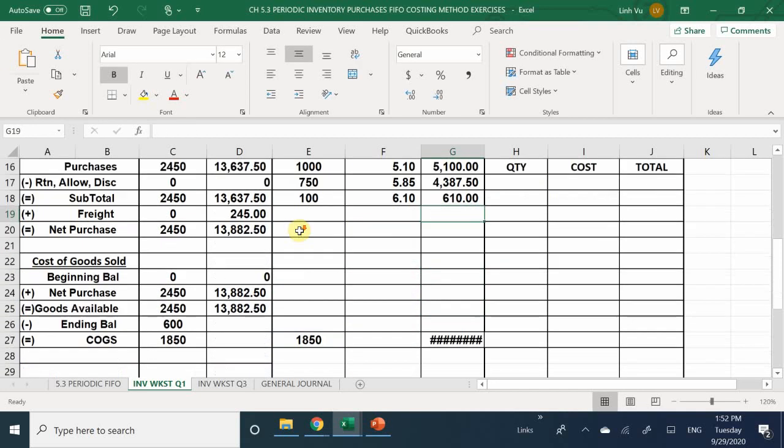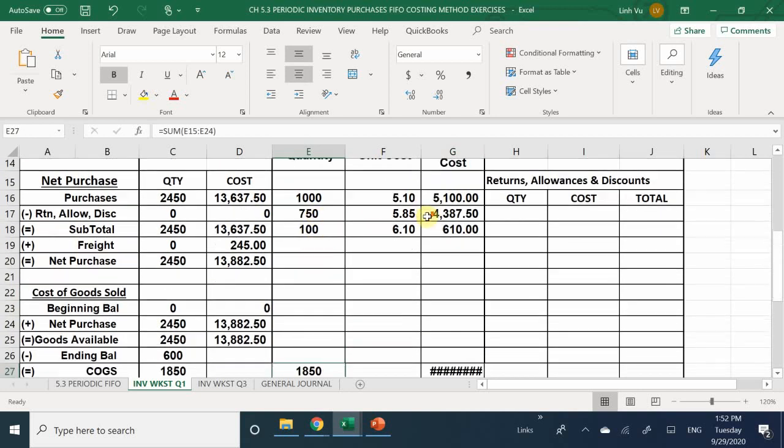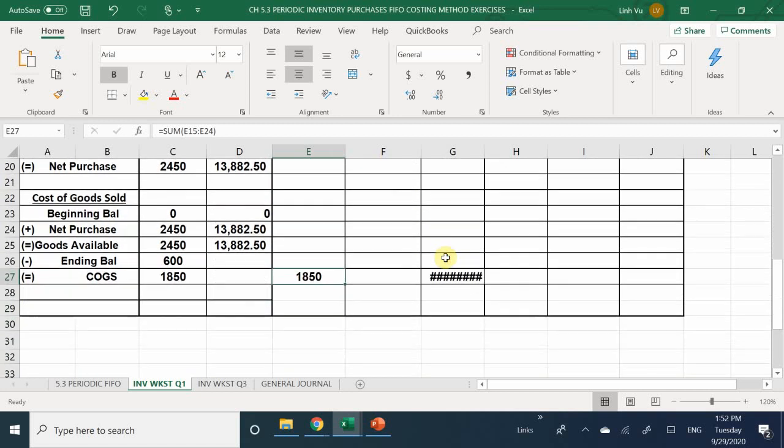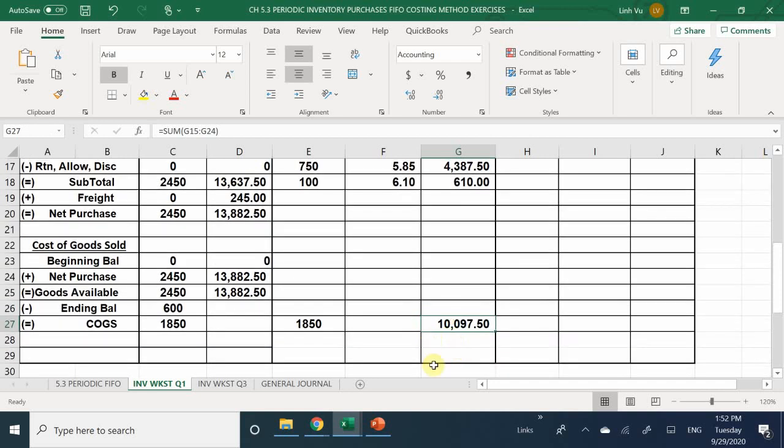So I have here my entire quantity of 1850, right? And if I add up the totals of my cost here, this is going to be the total cost of goods sold, right here. So I sold a total of $10,097.50.